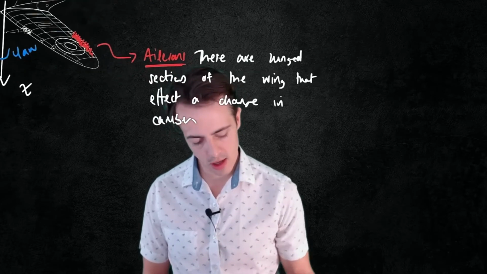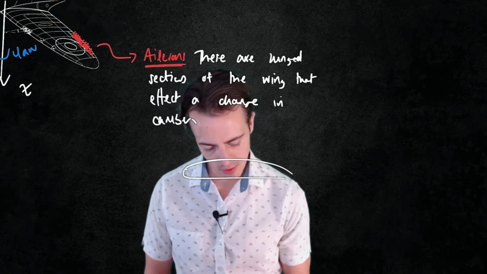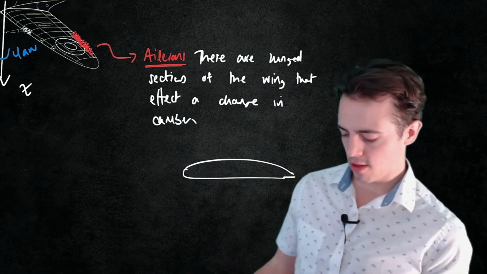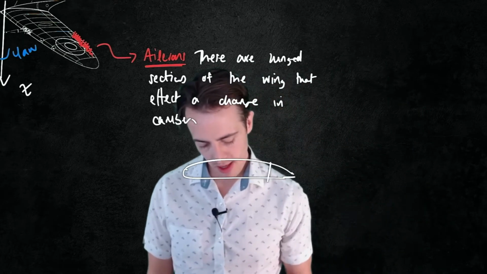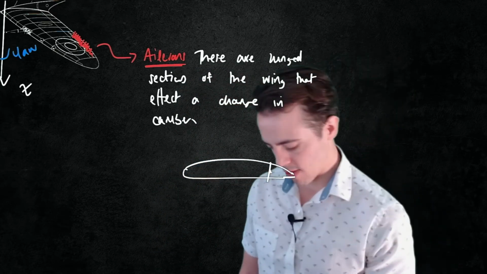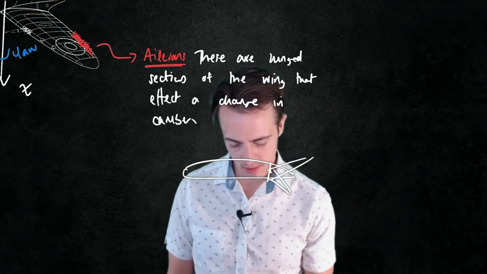Okay, that affects a change in camber. So let's draw a terrible aerofoil, but let's say this is a cross section through the wing. Then the aft section would have a hinge, and that would be my aileron. And this is then adjustable either up or down.